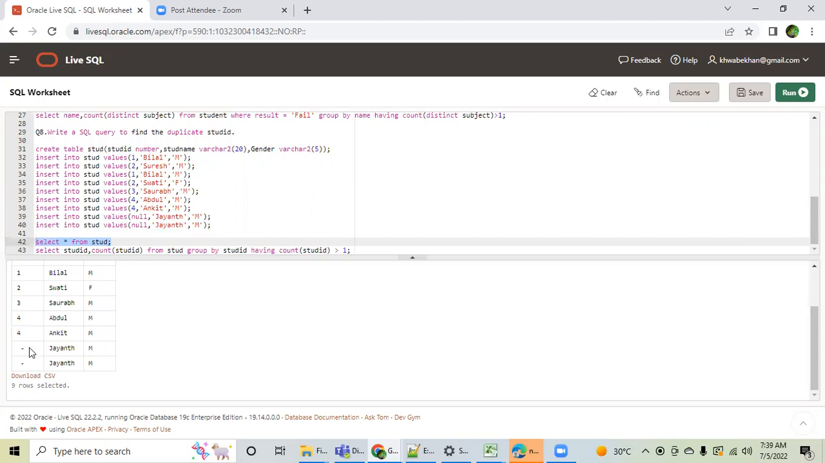Now, hold on. I know a lot of questions will be coming. First of all, before jumping to this query, line number 43: are these two records duplicate? First of all, yes or no?